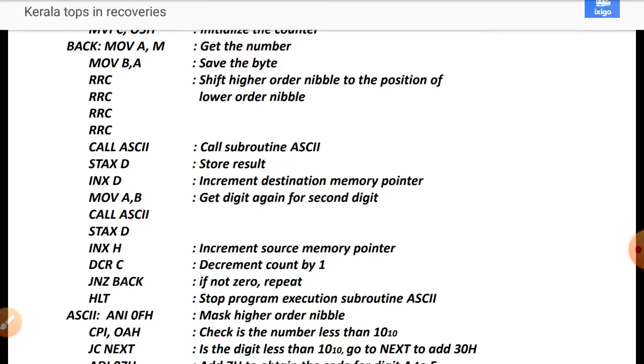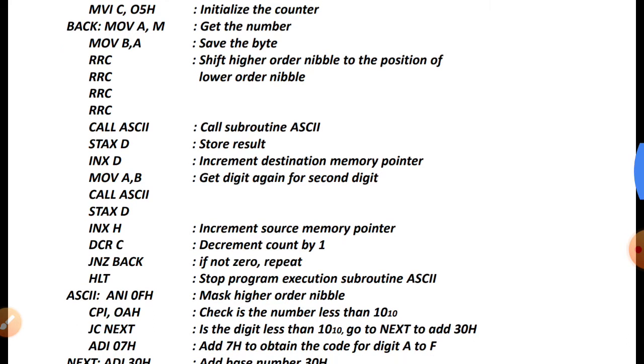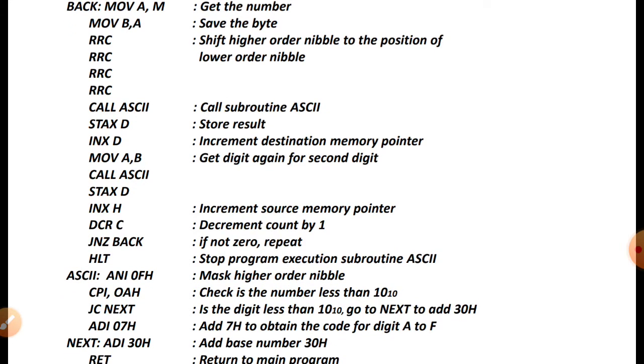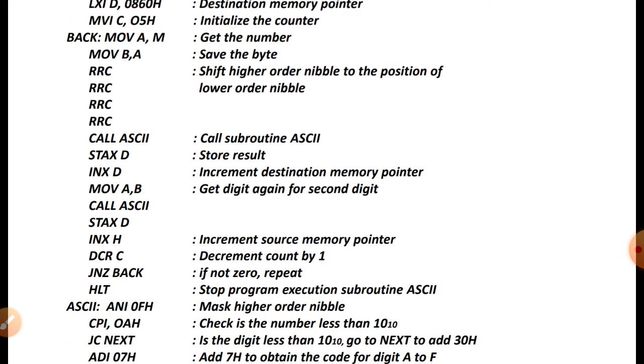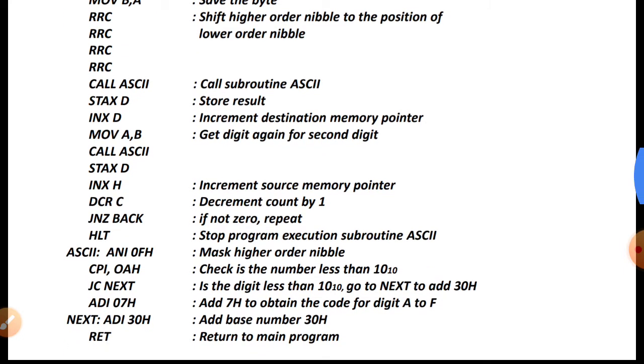First of all, we load the number which has to be converted into an ASCII code into the accumulator, and then we save that number in the B register. The purpose of saving the number will become understandable later on. I will explain why we want to save that byte. So the first number is available in the accumulator, and it is also available in the B register. The process is very simple.